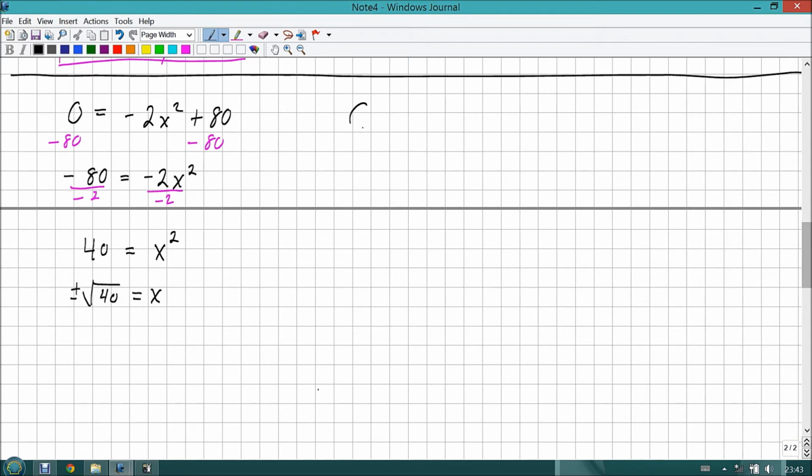Choice number one, I can just leave it as a square root. I could just leave it as plus or minus the square root of 40. To be honest, as a mathematician, I actually prefer these. This is my favorite one, mainly because I like dealing with real numbers, not estimates. As soon as I turn it into a decimal, it becomes an estimate.